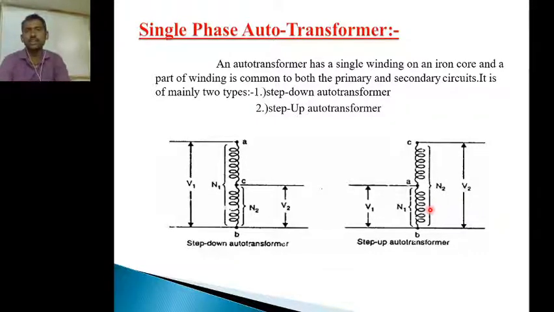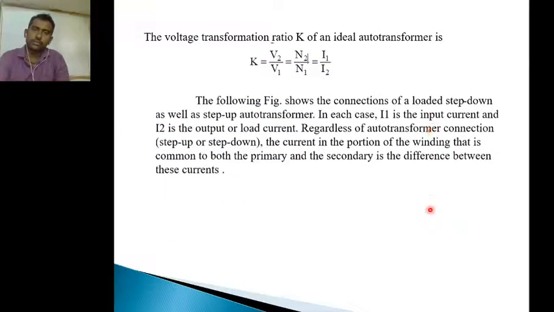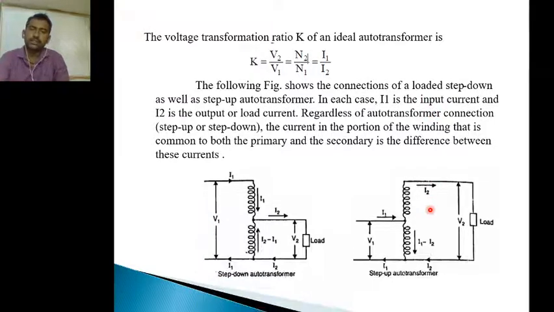However, these two transformers have a single winding, and a portion of the winding will be taken as the secondary or primary. The voltage transformation ratio for this auto transformer is also the same, that is K is equal to V2 by V1, that equals N2 by N1, and that equals I1 by I2.